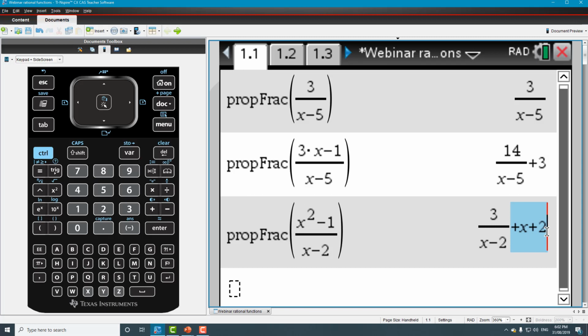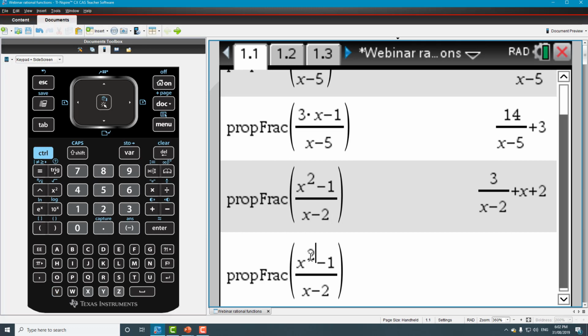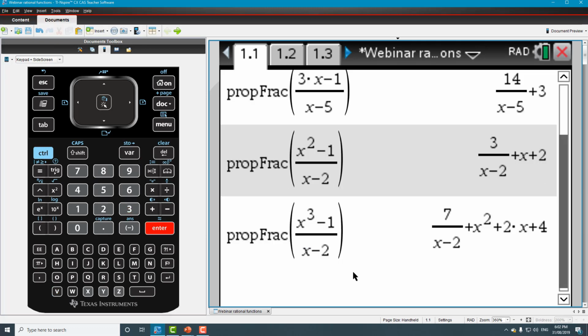Now it could be horizontal, it could be oblique, or it could be a function. So if this was to be a cubic, that I'll do now, let's just copy that, and if I change it to a cubic, you will see I should get a quadratic as my asymptote in this case. And the vertical asymptote is still x equals 2, and that's y equals x squared plus 2x plus 4. That is my other asymptote. Proper fraction is a very powerful tool.